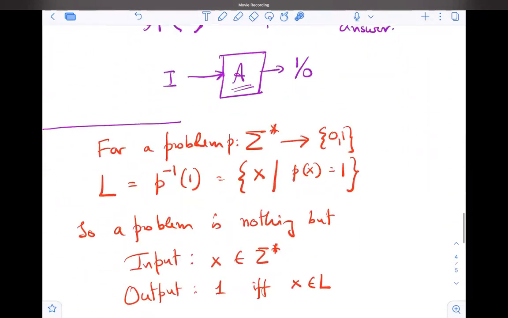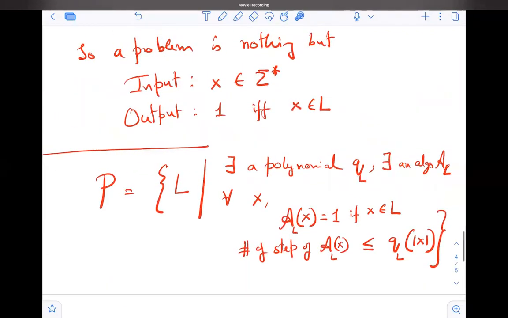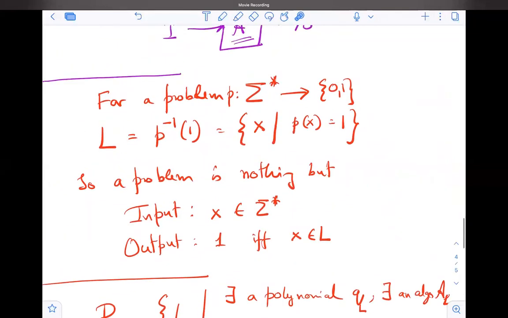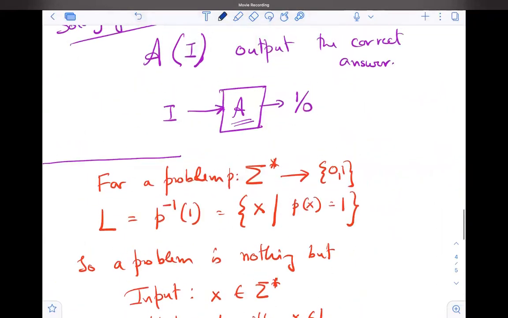Okay, so P is the set of all problems for which we have a polynomial time algorithm. Now, maybe some of you are asking me, what is an algorithm? Is anybody asking me that? Or am I thinking too much?